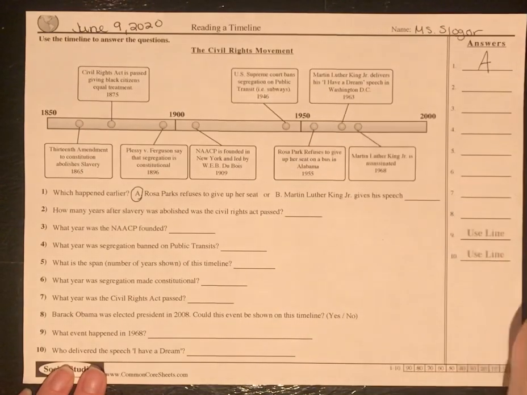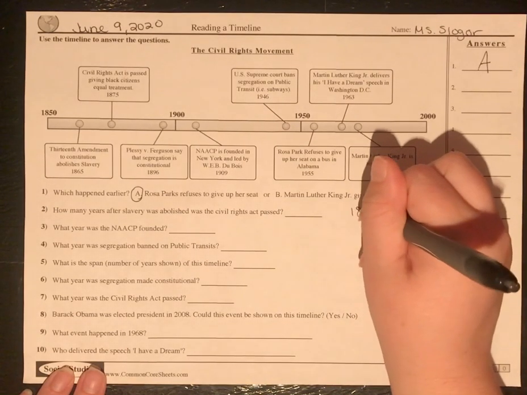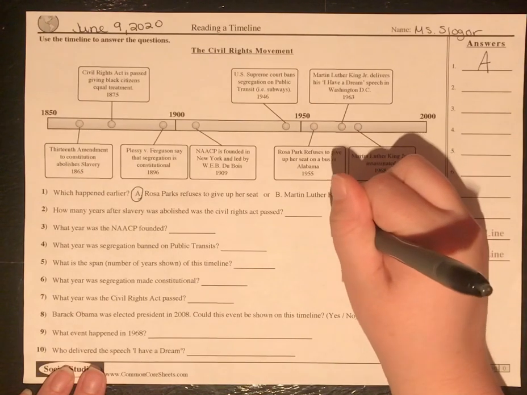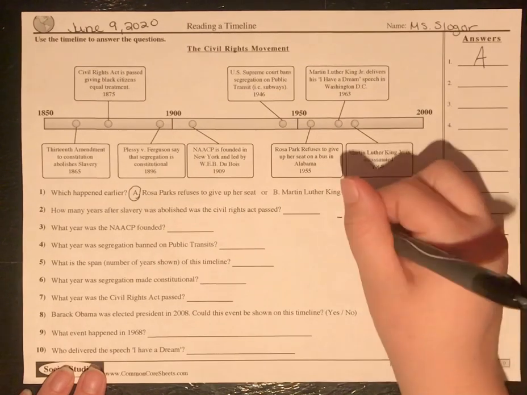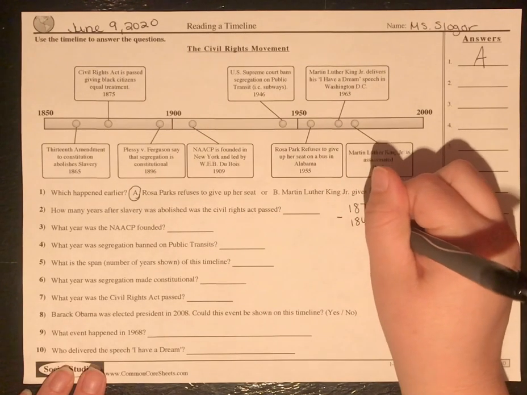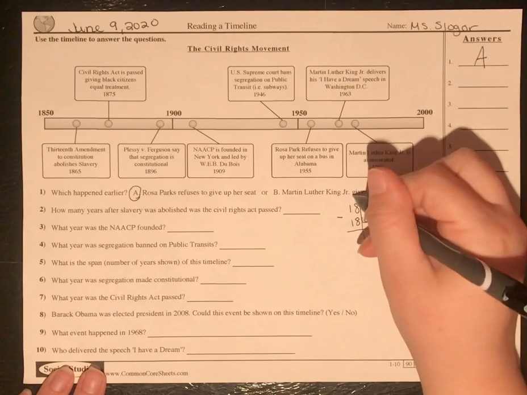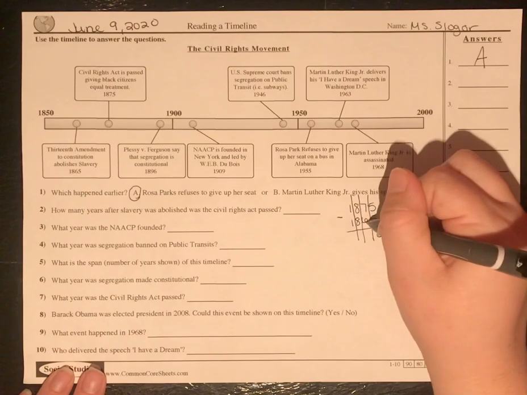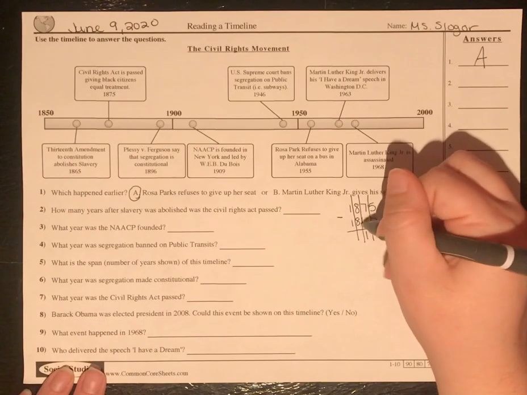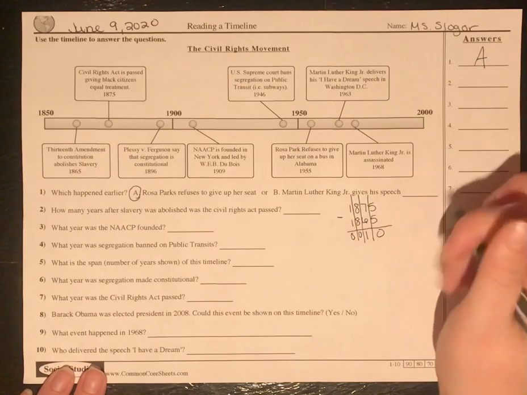So what we're going to have to do is a little bit of math here. So you can write 1875 on top, because remember, we can't take away more than we have. So 1875, and we're taking away 1865. We're going to line up our place value lines. 5 minus 5 is 0. 7 minus 6 is 1. 8 minus 8 is 0. 1 minus 1 is 0. So we have the number 10.